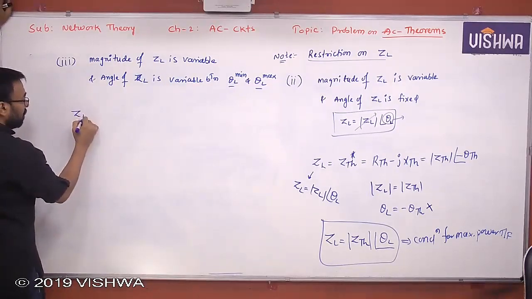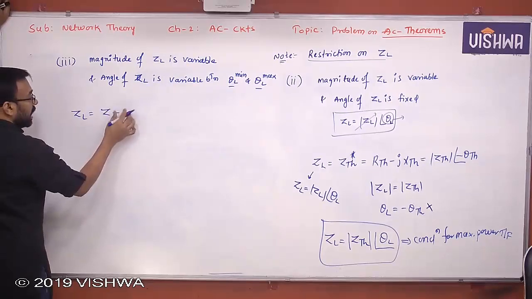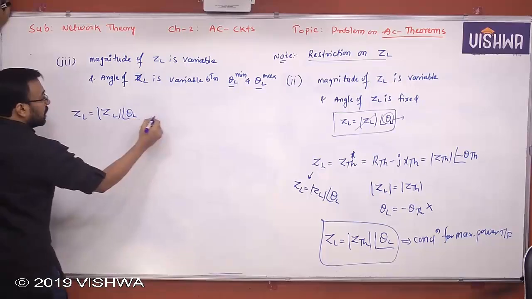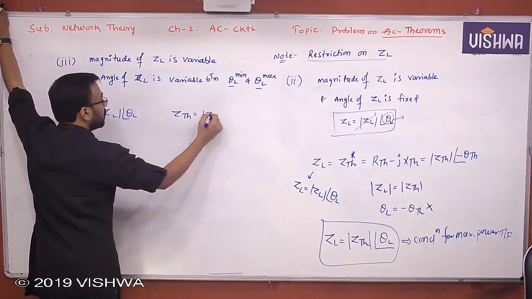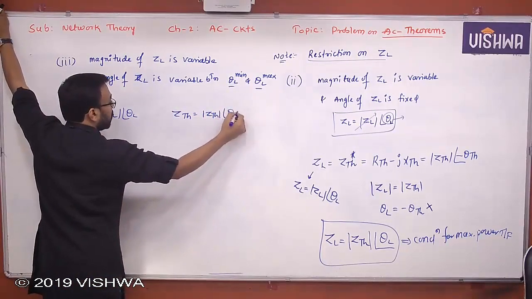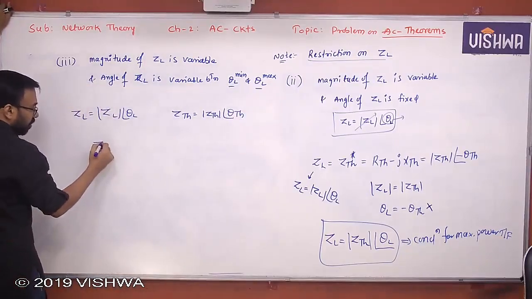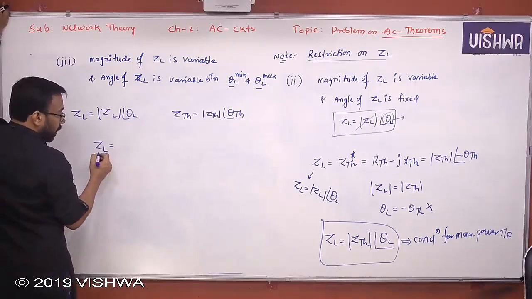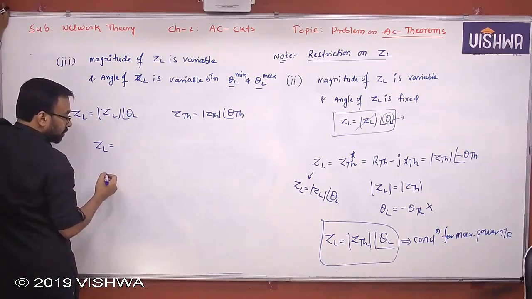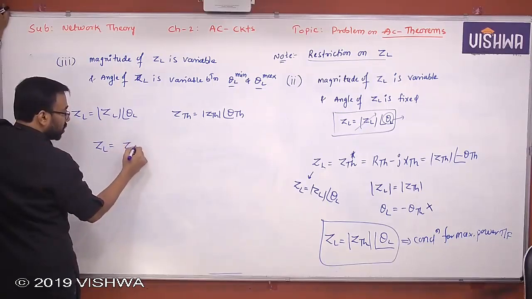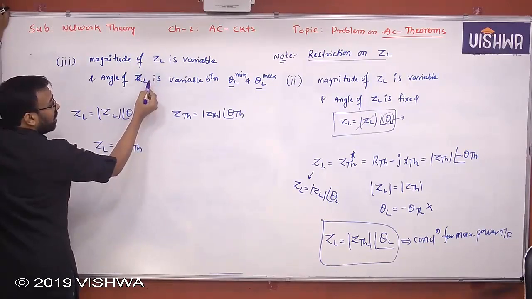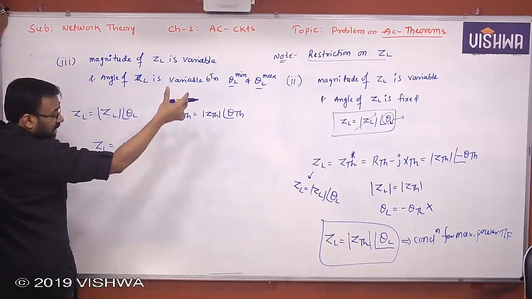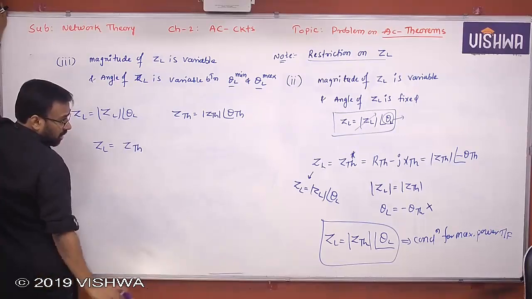I think by this time you might have understood. ZL is equal to |ZL| at an angle of theta L, and ZTH is |ZTH| at an angle of theta TH. But the condition for maximum power transfer, let us first understand when both are variable: ZL is equal to ZTH conjugate. Because when magnitude is varying and theta is varying, even if the magnitude is varying and theta is constant, both the real part and imaginary part will be varying. The angle is not changing.